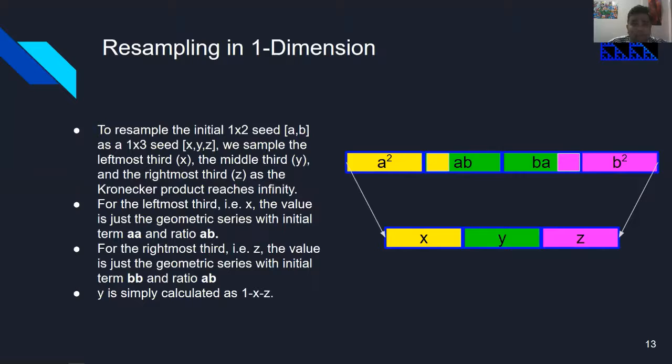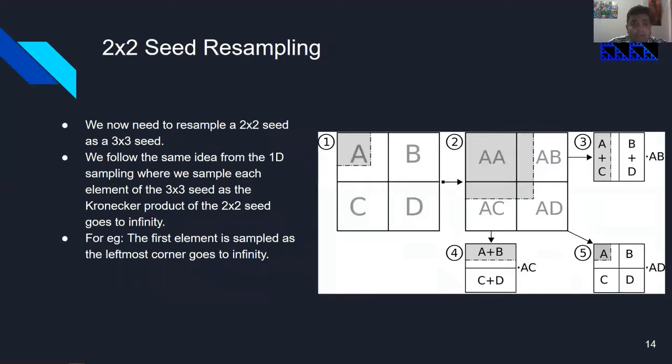We are not resampling from the second level, but sampling from the infinite Kronecker product series. The second level Kronecker product is just shown here for illustration. Now, we need to resample a 2x2 seed as a 3x3 seed. We can do the same kind of resampling in higher dimensions like we did in the one dimension case. Each element of the 3x3 seed is sampled as the Kronecker product of the 2x2 seed as it goes to infinity. For example, the first element is sampled as the leftmost corner goes to infinity.